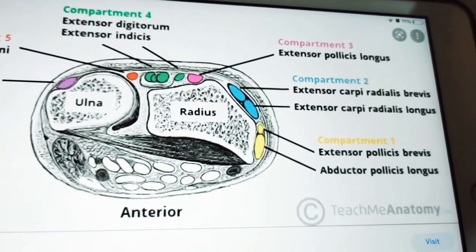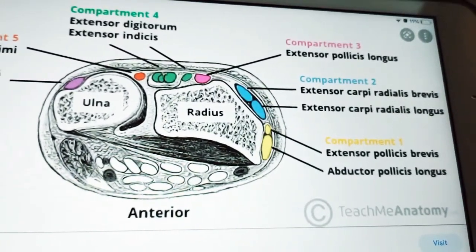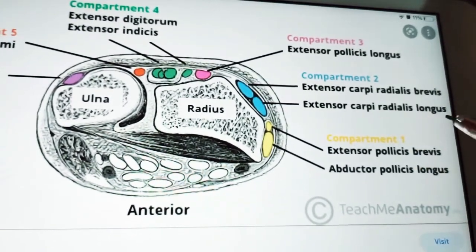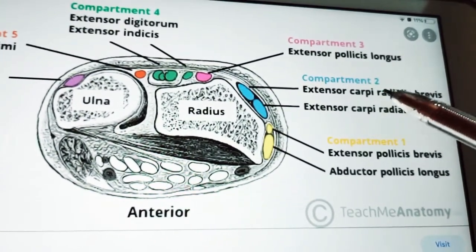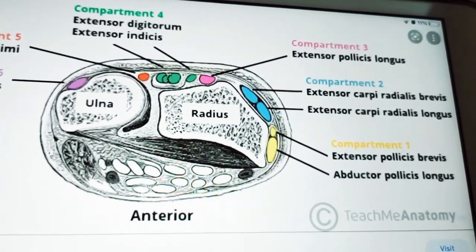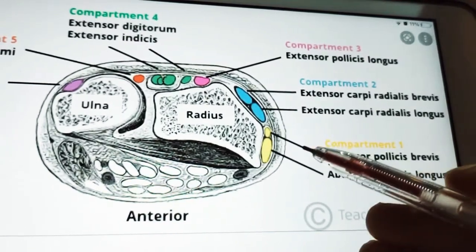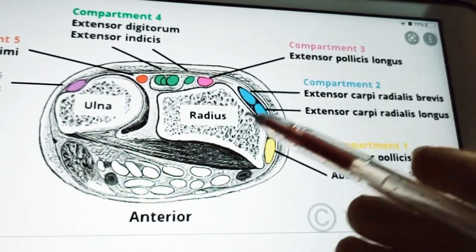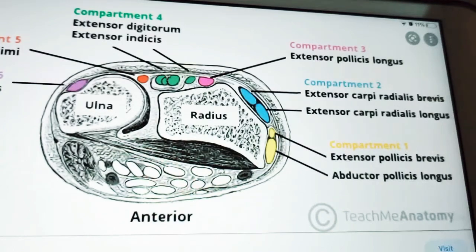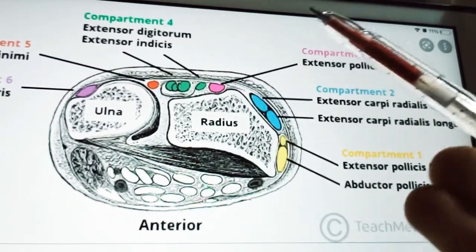Now going to the second compartment. In the second compartment you will find extensor carpi radialis brevis and extensor carpi radialis longus. If you remember, both are superficial muscles of the posterior compartment, right? Because they are on the radius side, they are radialis. It's very easy to remember. That is compartment 2.